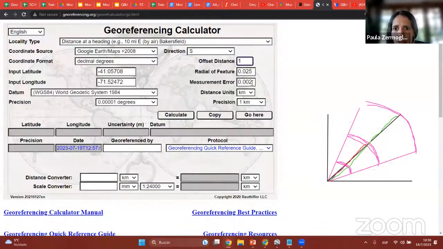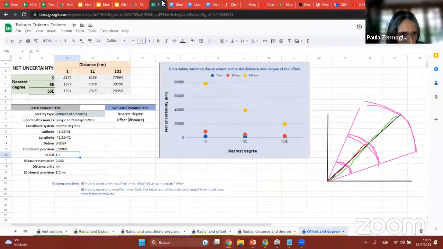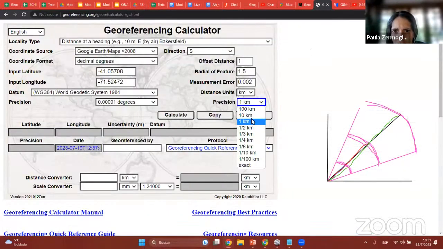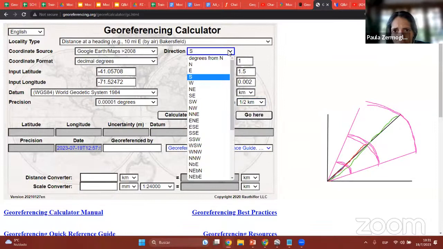1.5, it was the radial. 1.5. The measurement error is fine. We are in kilometers, and the precision, I think everything is fine now. The distance precision, we set it to half a kilometer. Okay. So here we're changing direction.